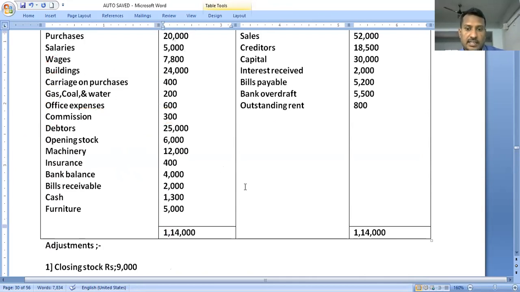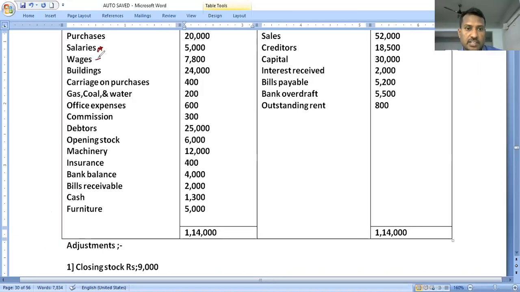Salaries has an adjustment, mark on salaries. Wages has an adjustment, put a mark on wages. And insurance has an adjustment, put a mark on insurance. And depreciation on machinery, so mark the machinery. Depreciation on furniture, so put a mark on furniture. Next, provision for bad debts, so mark on debtors.